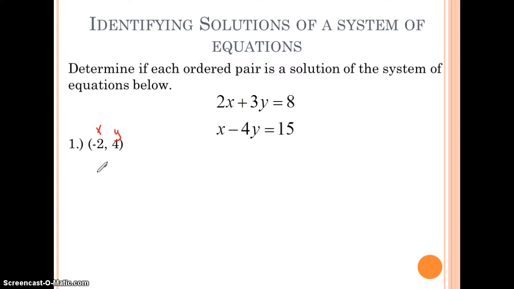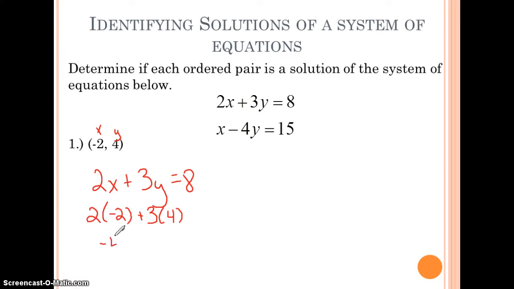So starting with 2x plus 3y equals 8. We're going to plug in this data set to see if we get 8. So 2 times negative 2 plus 3 times 4. Well, let's go through and solve those. We have to multiply this. 2 times negative 2 is negative 4 plus 3 times 4 is 12. When we add negative 4 plus 12, we get 8, which is what we wanted. So that one does check out.